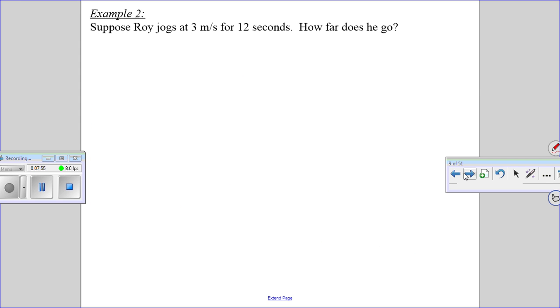All right, let's see, this one. Roy jogs at 3 meters a second for 12 seconds. All right, so let's see. So it's telling me how fast he's going. It doesn't say anything about direction, so I'm going to assume he's moving in a positive direction.